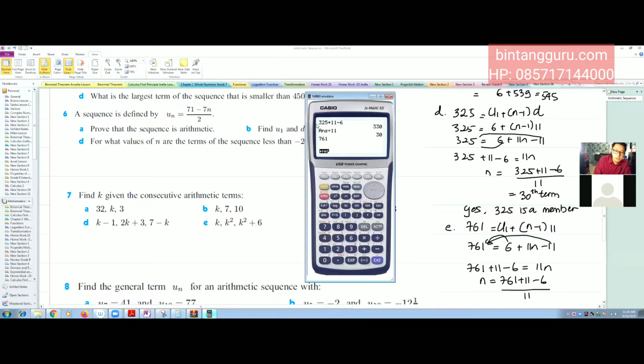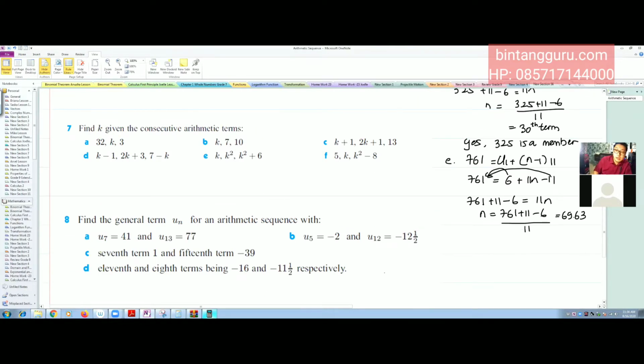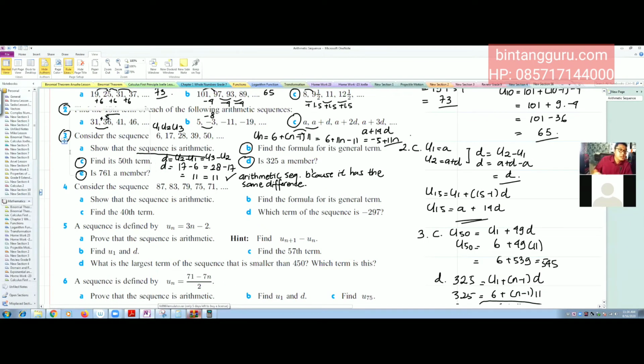761 plus 11 minus 6, divided by 11, is 69.63. So no, 761 is not a member, because it is a decimal number. Okay, so number 3. Number 4 is also the same as number 3.